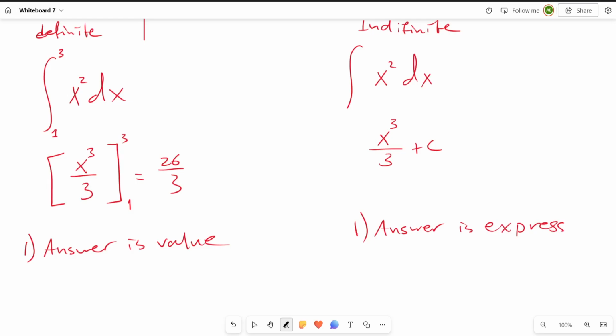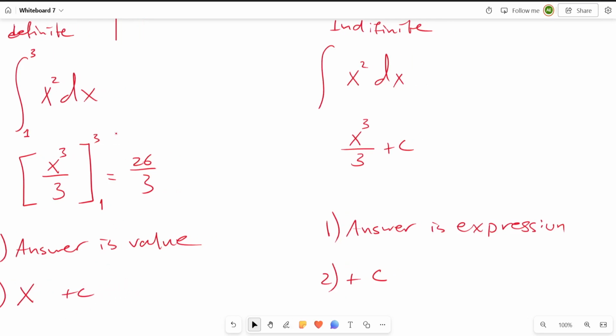Second thing is that over here we have the constant of integration, we have a plus c, and over here we don't include plus c, there is no constant of integration.